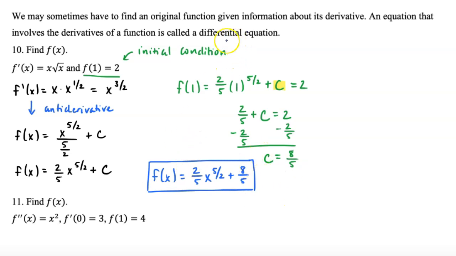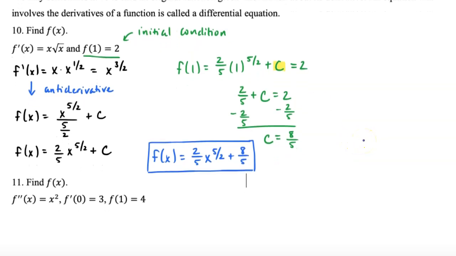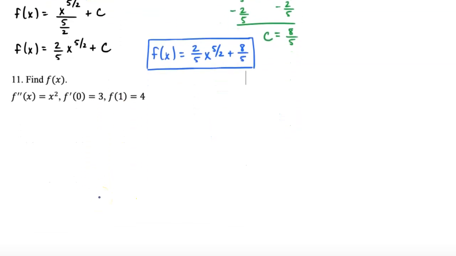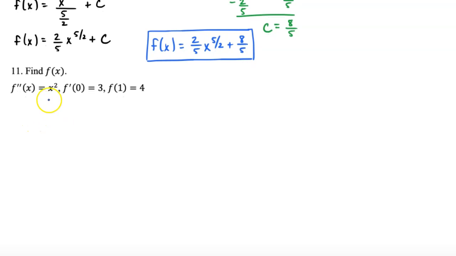So that's what I'm doing with this differential equation: we're still finding the antiderivative, but then instead of finding the most general form of the antiderivative, I'm actually solving for that c using the initial condition. Let's do one more example of this. Notice in this next example that we're given the second derivative of f of x, and that's equal to x squared. And then we're given two initial conditions.